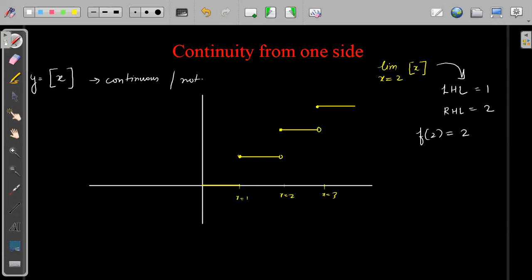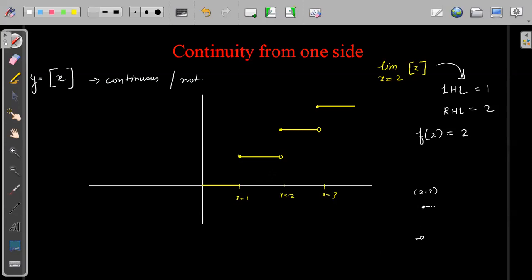So what we can see is that on the right hand side, if I only talk about 2, what is happening? This is the function at 2, so this is f of 2, the point (2, 2). On the right hand side, this function exists and the value is 2. But on the left hand side, this function is taking value 1, so y is equal to 1.